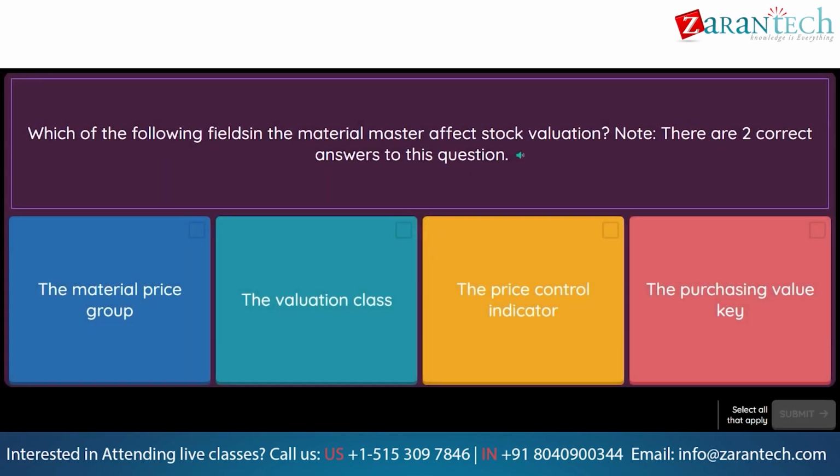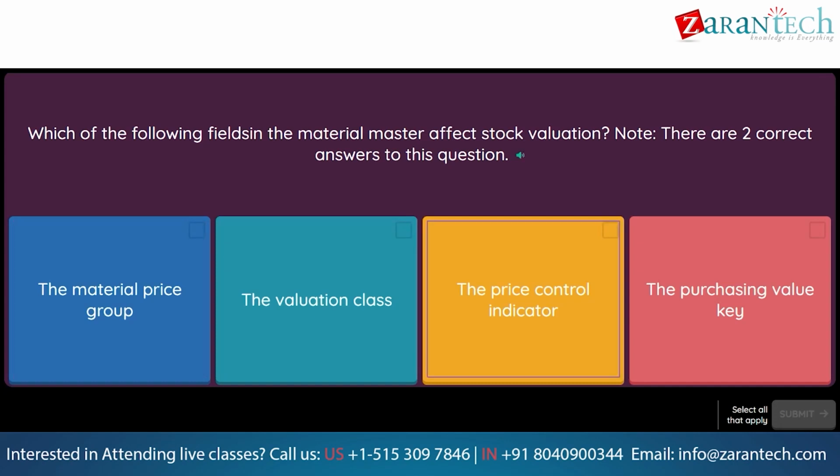Question: which of the following fields in the material master affects stock valuation? Note, there are 2 correct answers to this question. Option 1, the material price group. Option 2, the valuation class. Option 3, the price control indicator. Option 4, the purchasing value key.